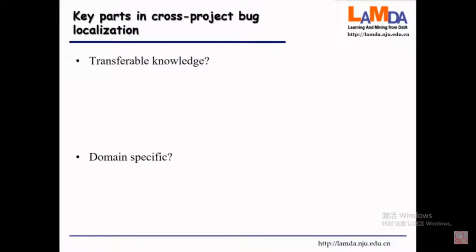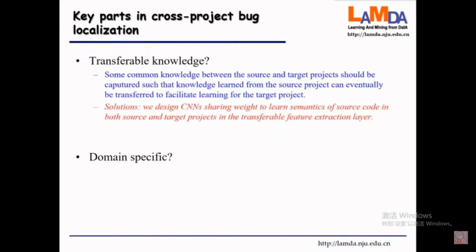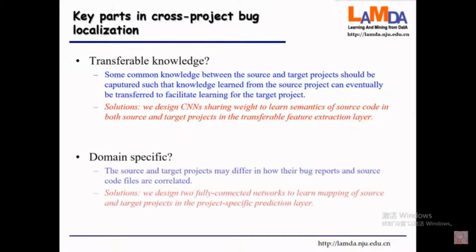Firstly, considering transferable knowledge, some common knowledge between the source and target projects should be captured such that knowledge learned from the source project can eventually be transferred to facilitate learning for the target project. Our solution is we design two convolutional neural networks that share weights to learn semantics of source code in both source and target projects. Second, considering domain specifics, the source and target projects may differ in how their bug reports and source code files are correlated.